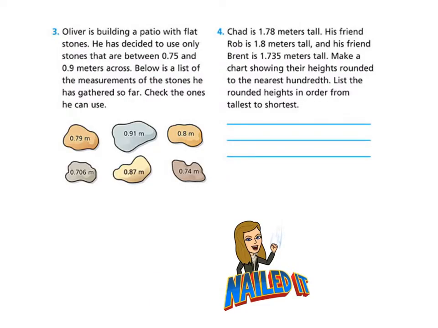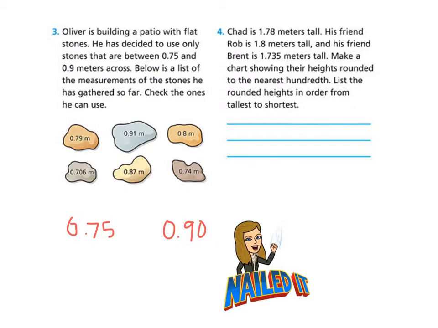All right, this next situation says, Oliver is building a patio with flat stones. He has decided to use only stones that are between 75 hundredths and 9/10 meters across. Below is a list of the measurements of the stones he has gathered so far. Check the ones he can use. Okay, so we want numbers in between 75 hundredths and 9/10 or 90 hundredths.